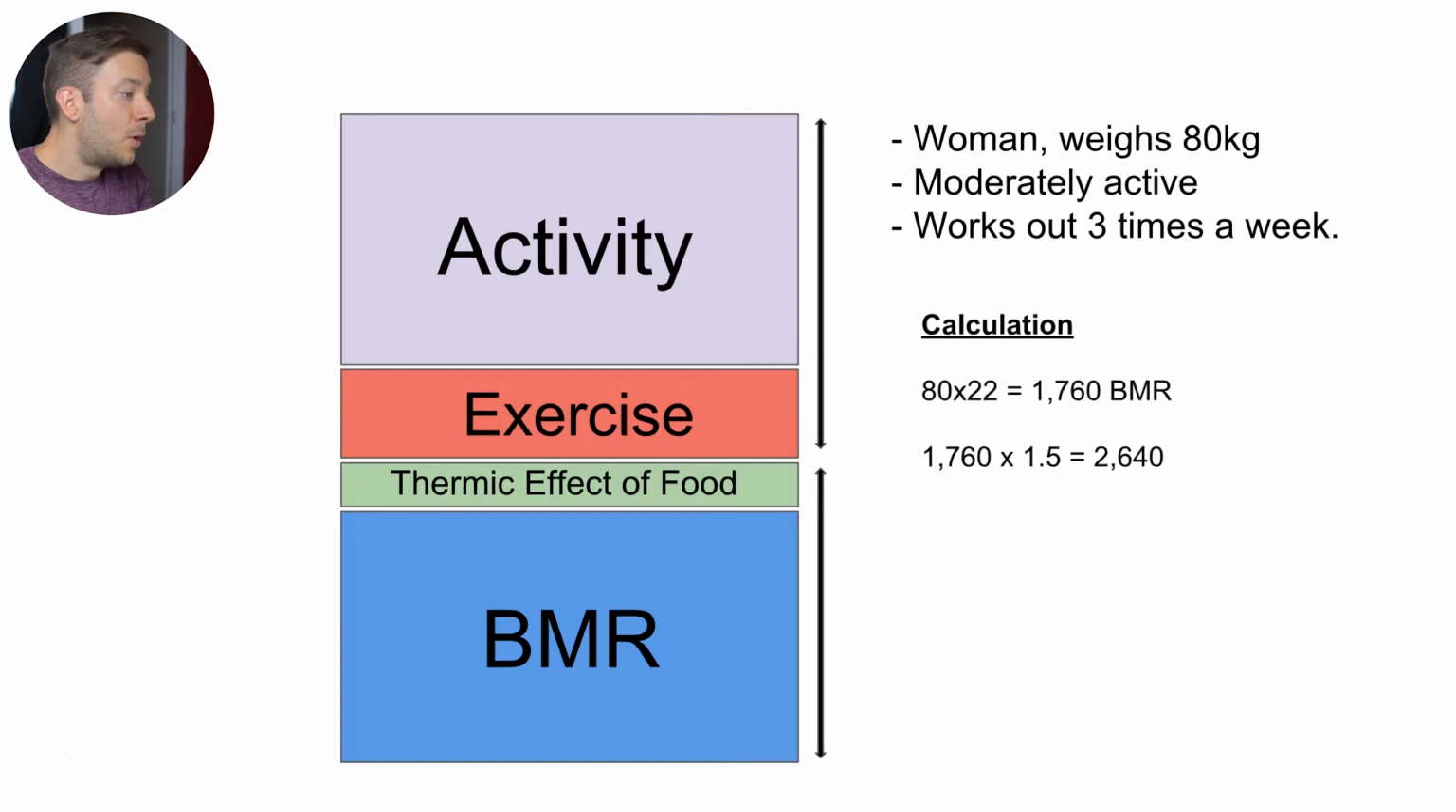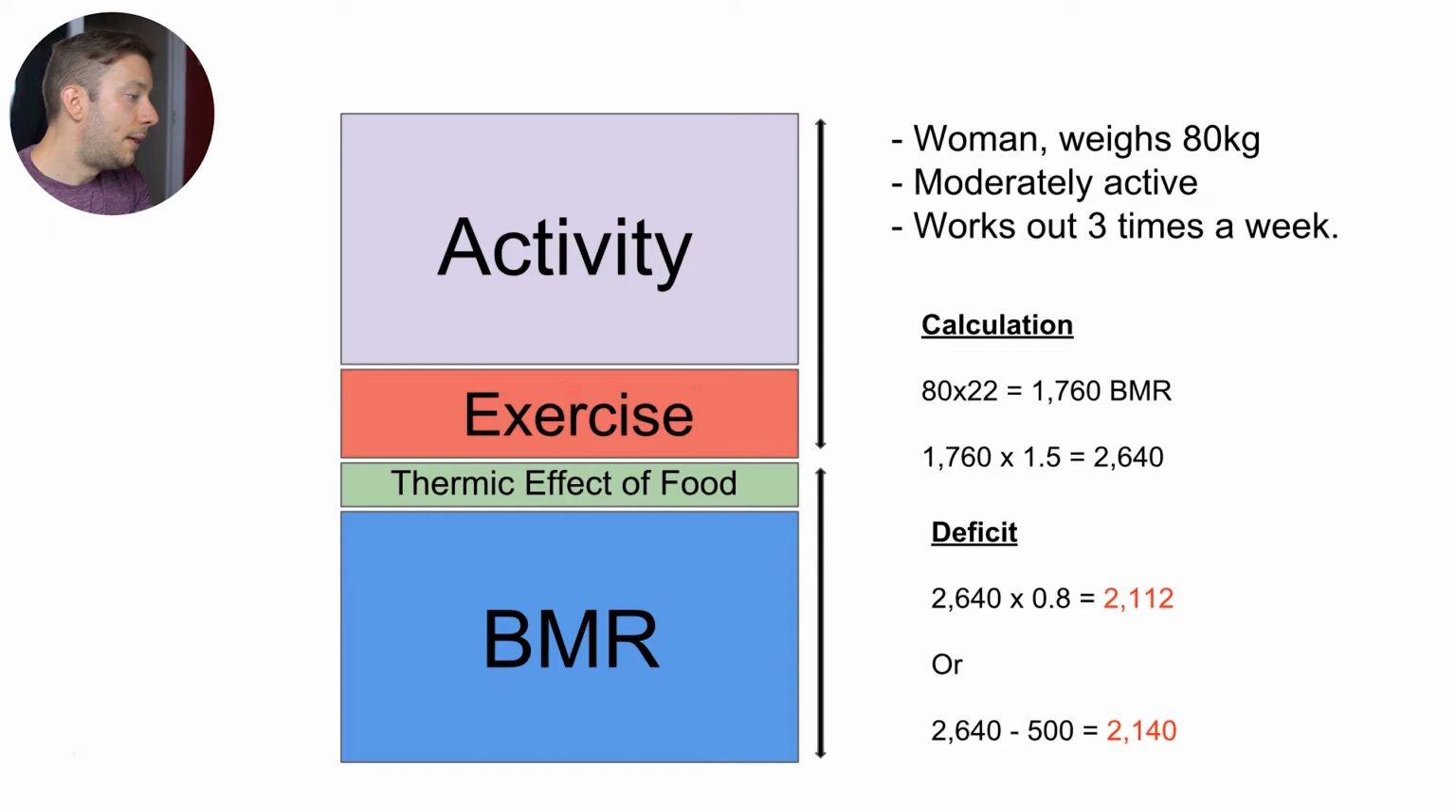And so we multiply that 1,760 by 1.5, and that gives us 2,640 calories per day. So that will be how many calories this woman needs to maintain her weight. Obviously, we want to lose weight, so we can do a calculation in two ways here. We can either take off a percentage or take off an amount.